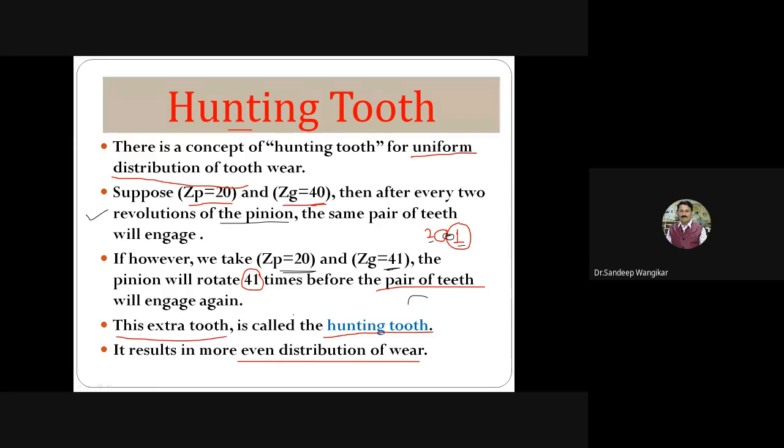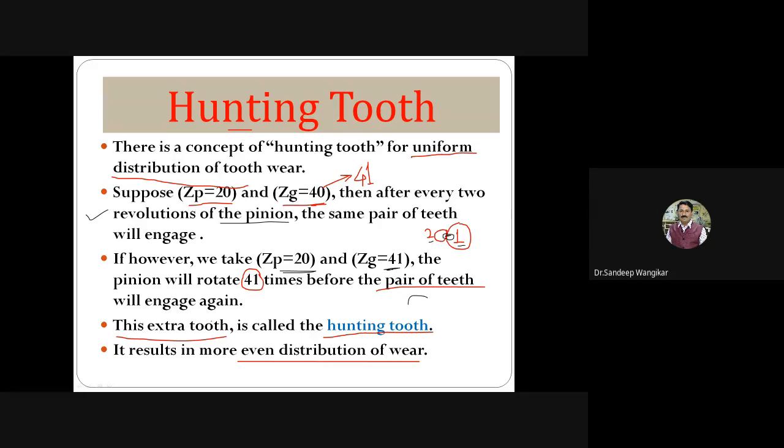So this is the uniform distribution of wear of teeth. Once again, I will summarize: if ZP is 20 and ZG is 40, then after every 2 revolutions of the pinion, the same pair of teeth will engage. If one tooth is added, so this 40 becomes 41, then for engaging the same pair again, the pinion has to rotate 41 times. This is very important.